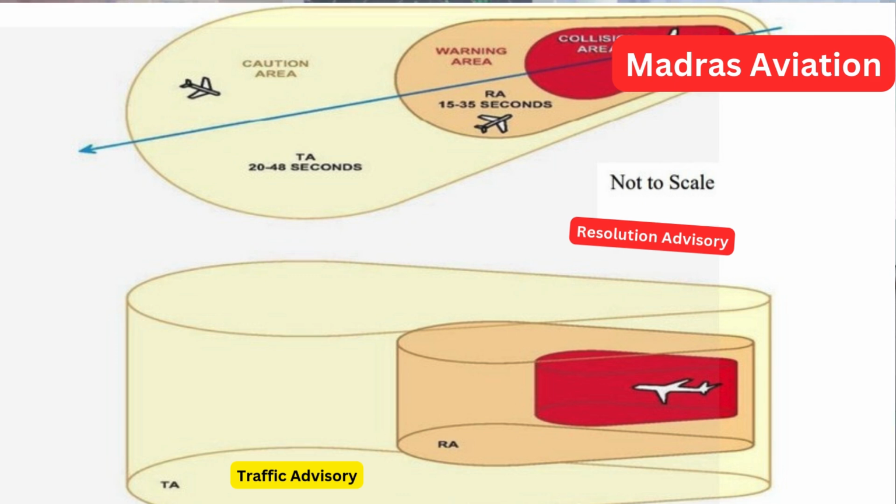Resolution advisory, or RA, is preceded by a traffic advisory. However, a sudden and sharp maneuver by the intruder could cause the RA without being preceded by a TA. In general, the traffic advisory is issued when the CPA is within 20 to 48 seconds, and the resolution advisory is issued when the CPA is within 15 to 35 seconds of reach.